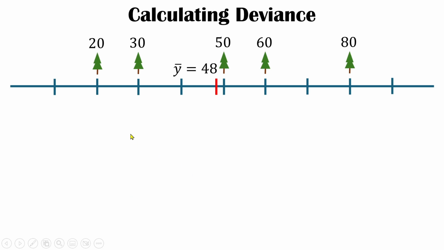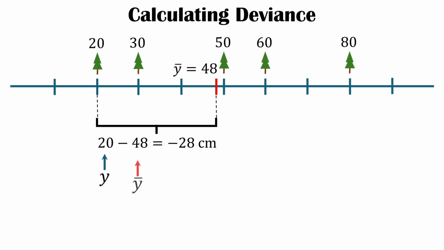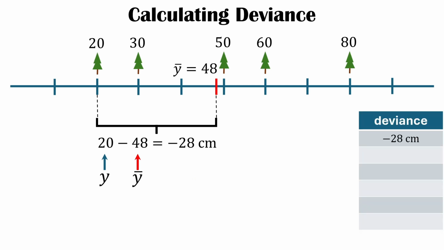So check it out. For the first data point, 20 centimeters compared to the mean, we go 20 minus 48, we get minus 28 centimeters. That's the deviance for that first measurement. So 20 is a measurement, 48 is the mean of the sample, the mean of all measurements, and we get minus 28 as the deviance. So it's negative because the measurement is to the left of the sample mean. So we can put that in a table, and then we can repeat the process for all 5 measurements.